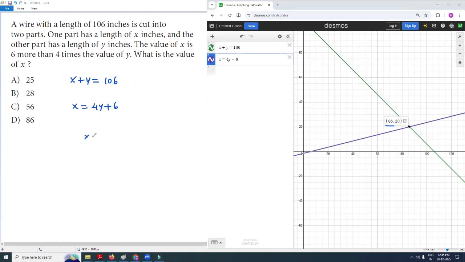So in this system, the value of x is 86. We find 86 in answer choice D. The correct answer choice for this question is D.